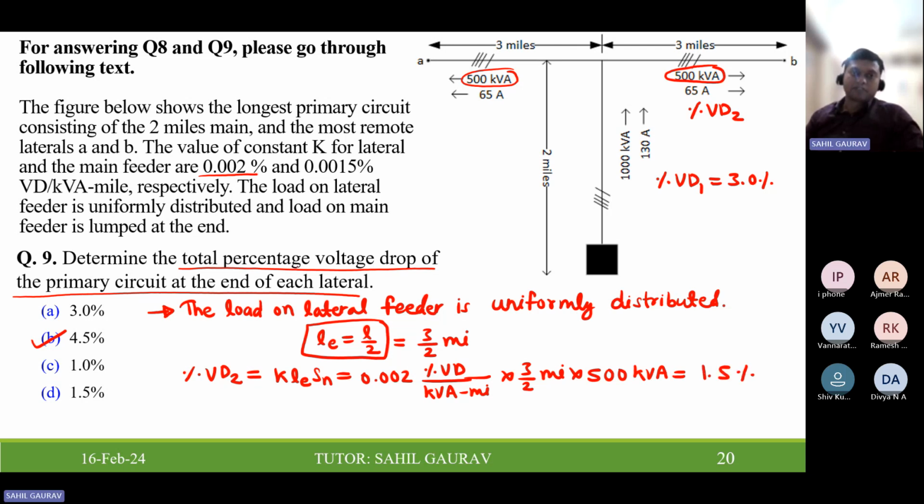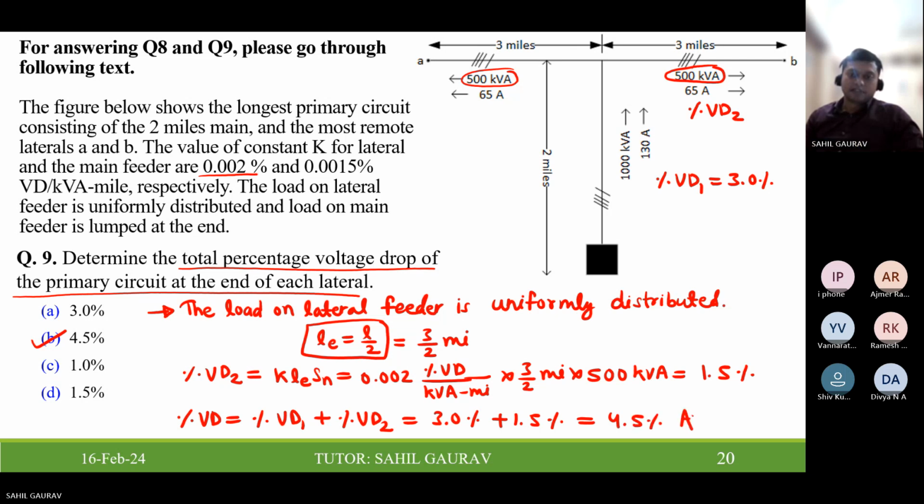Now they are asking about the total percentage voltage drop. So we have to include the main feeder and lateral both. The total percentage voltage drop is voltage drop 1 plus voltage drop 2. In the first case we got 3% and in the second case we got 1.5%. So the total will be 4.5%. That is the answer B.